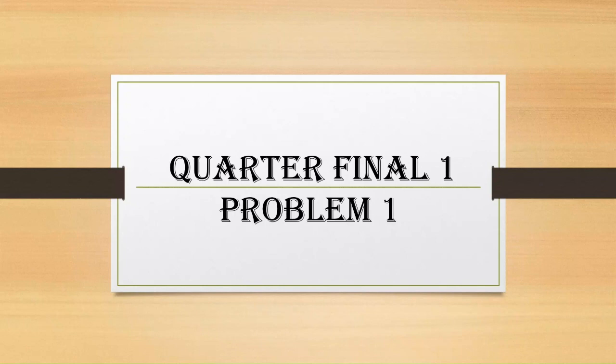Today we are diving into a fascinating problem from the MIT Integration Bee exam 2024, and this problem is from quarterfinal 1. So let's see the problem. The problem says: integration of ln x inside the brackets, x by e to the power x plus e by x to the power x, dx.